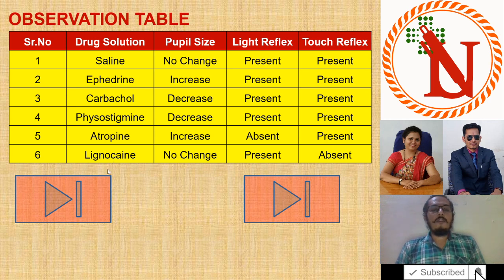Lignocaine. Lignocaine and cocaine are local anesthetic agents which do not have any effect on the pupil size, and they produce a positive sign in the light reflex, but they do not have a positive sign in the touch reflex because they are local anesthetic agents. If you want to get more idea, then come back to the video.